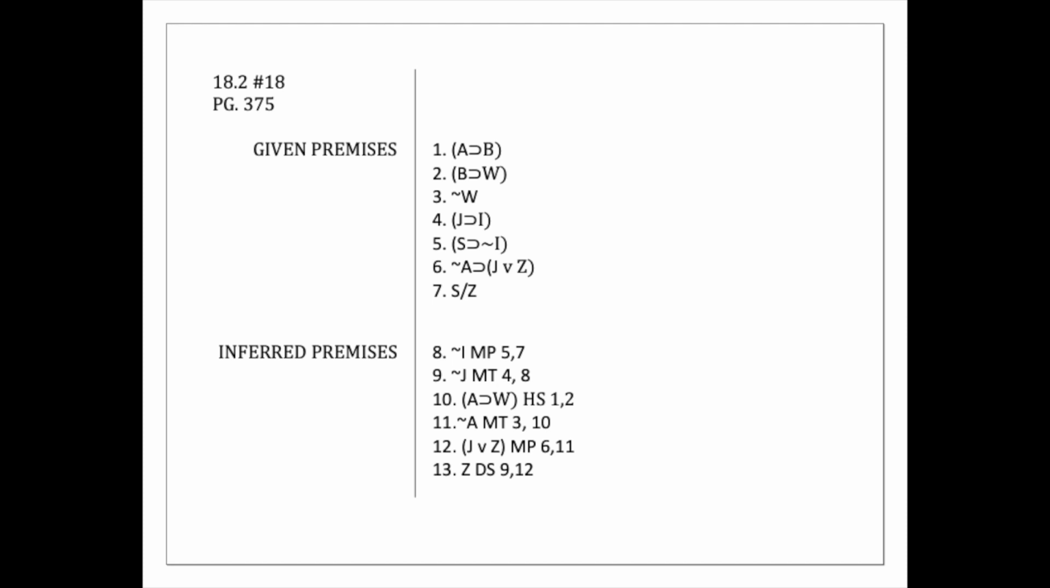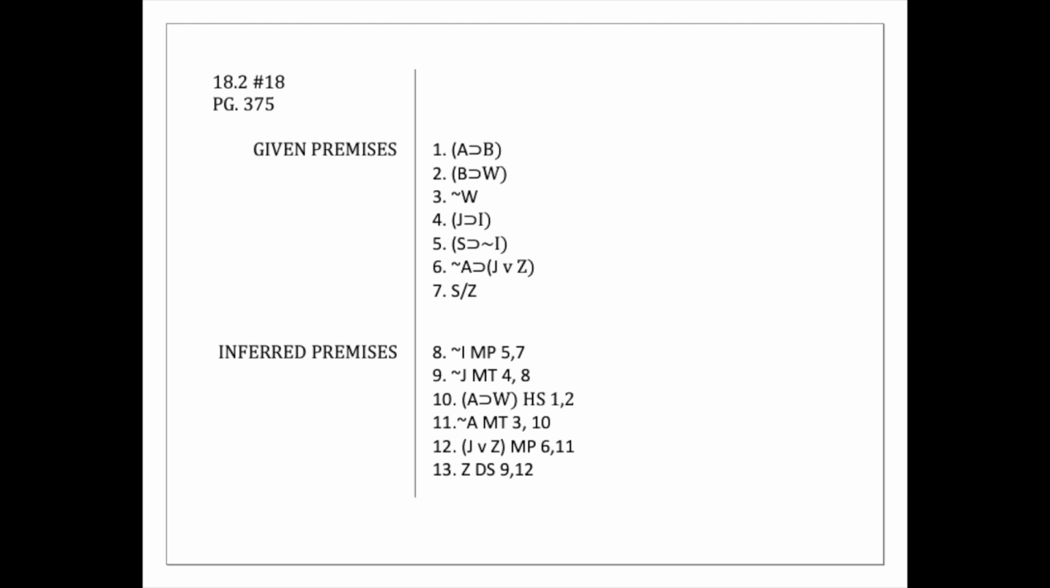Once we've done that, we can perform a modus tollens with premise 4. If you look at premise 4, it states, if J, then I. And premise 8 states, not I. Premise 8 negates the consequent of premise 4, and because of that, we can infer the negation of the antecedent. The inferred premise 9 is not J, based on the modus tollens 4 and 8.